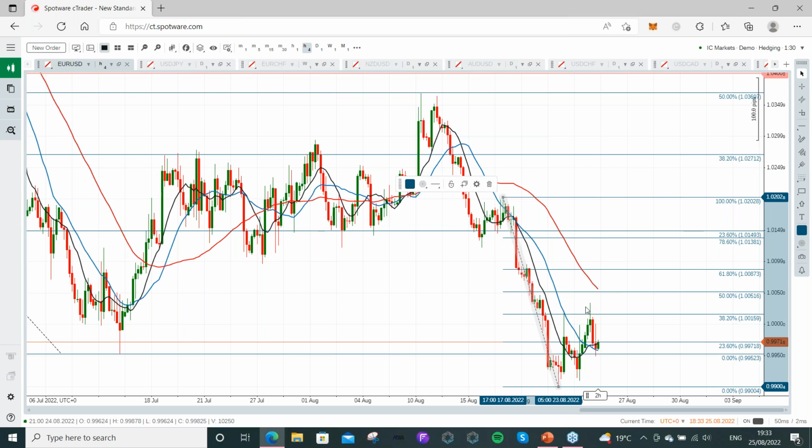So I hope you're finding this helpful. Fibonacci is not a tool that I use as a standalone thing. It's something that I use to bring me an area of confluence where that Fibonacci level might coincide with a horizontal level or a moving average that I use for my trading strategy. Let's have a look at some other markets as well.